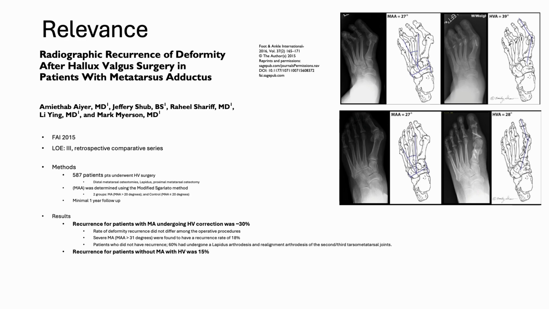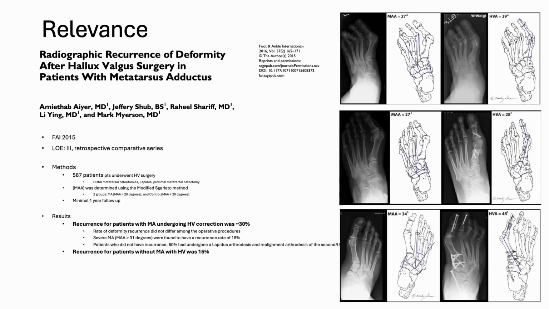Again, I'm not here to critique these x-rays. Everybody has issues with metatarsus adductus and how to fix it better. That's why we're where we're at. But some of these don't look great based on what they're showing us. Recurrence for patients with metatarsus adductus undergoing hallux valgus correction was about 30%. Without metatarsus adductus, it's 15%, so it's about double the rate. However, if you did a severe deformity with a large correction, it goes down to about 18%. So it goes back to what would be normal for anybody undergoing bunion surgery.